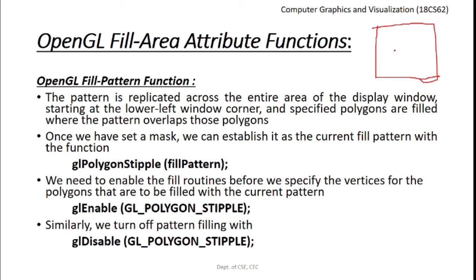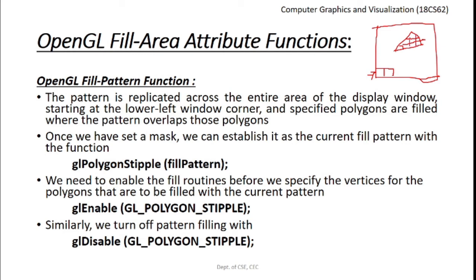In this window, let us say we have a polygon which should be filled, something like a triangle. What happens is the pattern replicates across the entire display window, starting at the lower left corner of the window. Whatever pattern we define starts from the lower left corner of the window and replicates across the entire window area, and specified polygon areas are filled only where the polygon intersects with the fill area pattern, something like this.